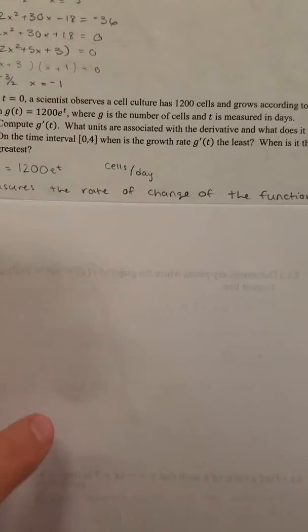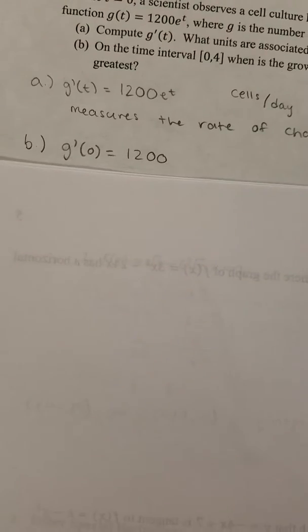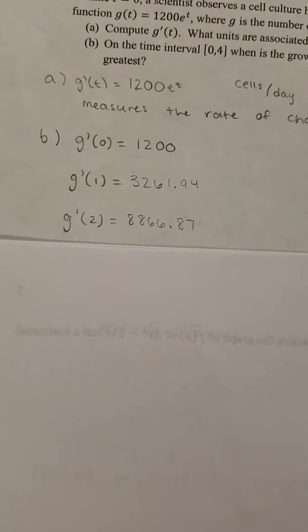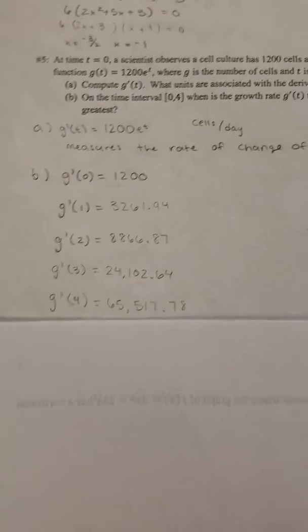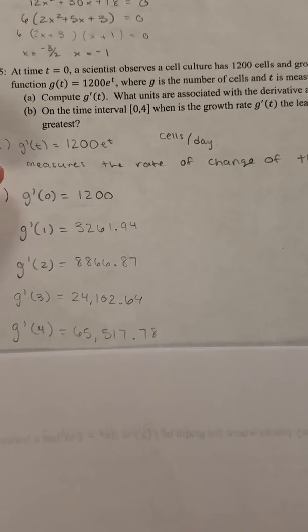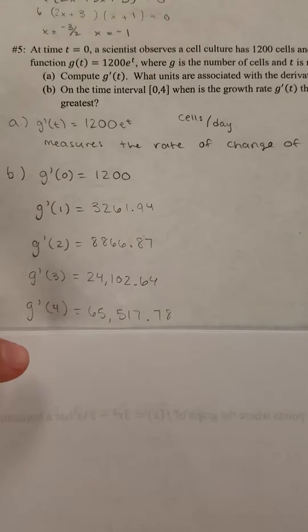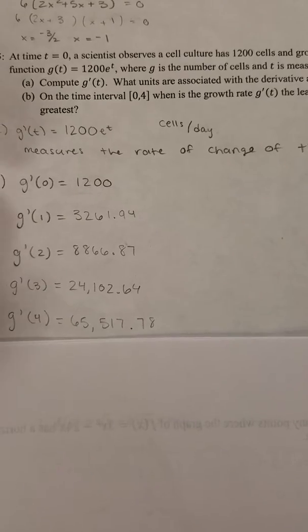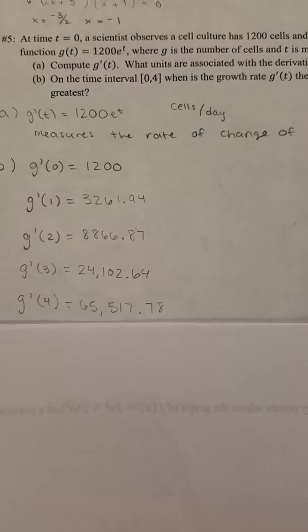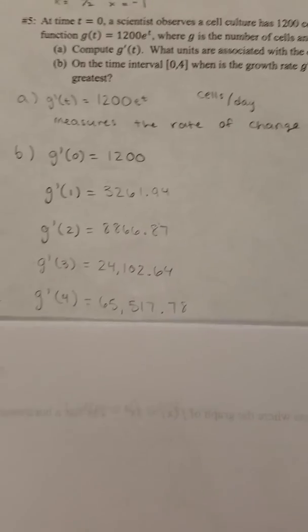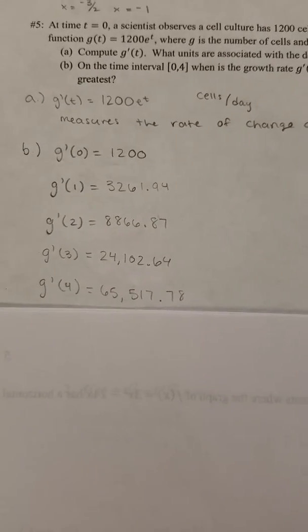Okay, and then for part B, on the time interval from 0 to 4, when is the growth rate g prime the least and when is it the greatest? So we're just going to plug in all of these values from 1 to 4, and we're going to see that it's just an increasing function. So there's nothing special about it. It just gets higher the higher the t is. So the longer the cells stay in the culture, the more cells there are.